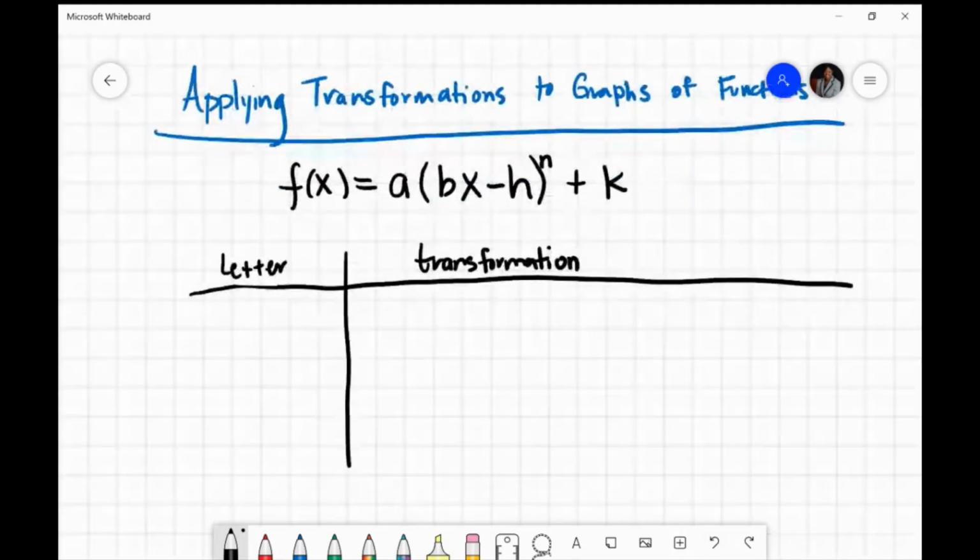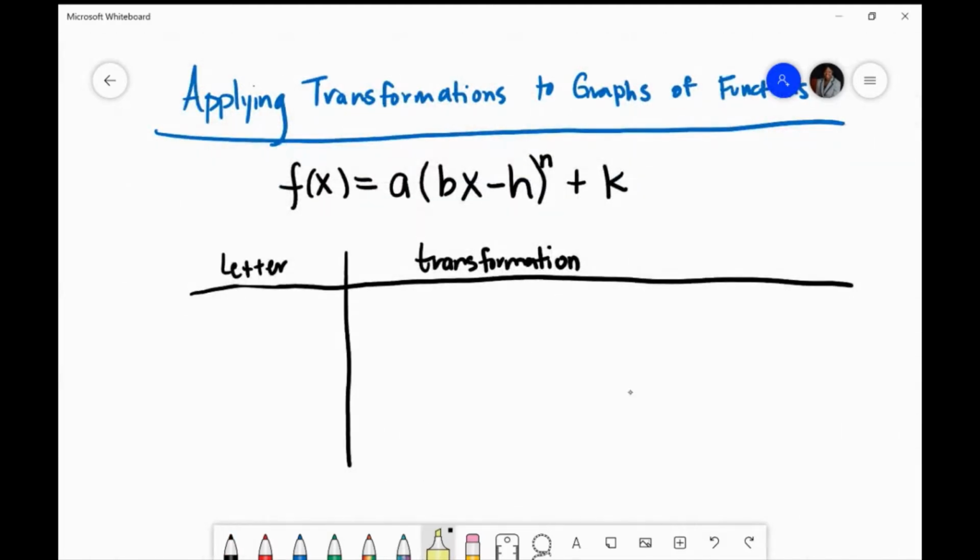So look at this standard looking equation up here and tell me about K. What type of transformation? Vertical. Very good. So this is a vertical shift. So put vertical shift.